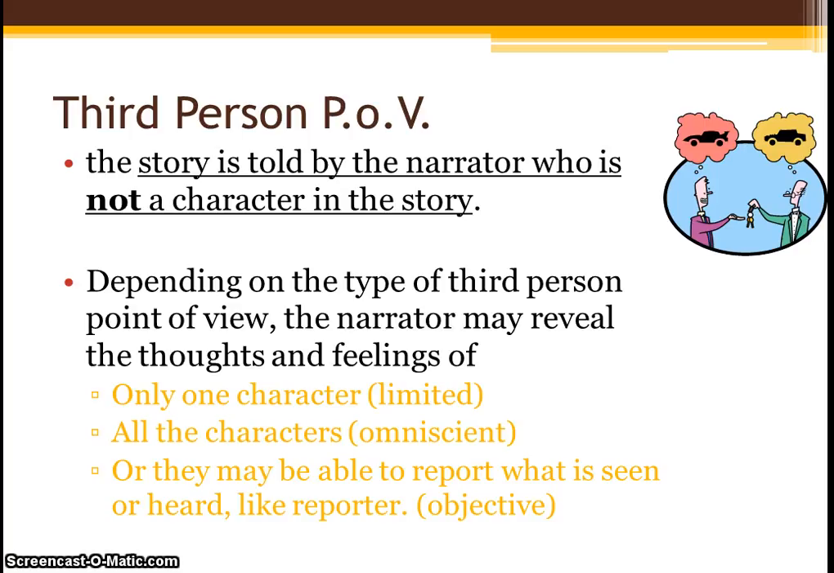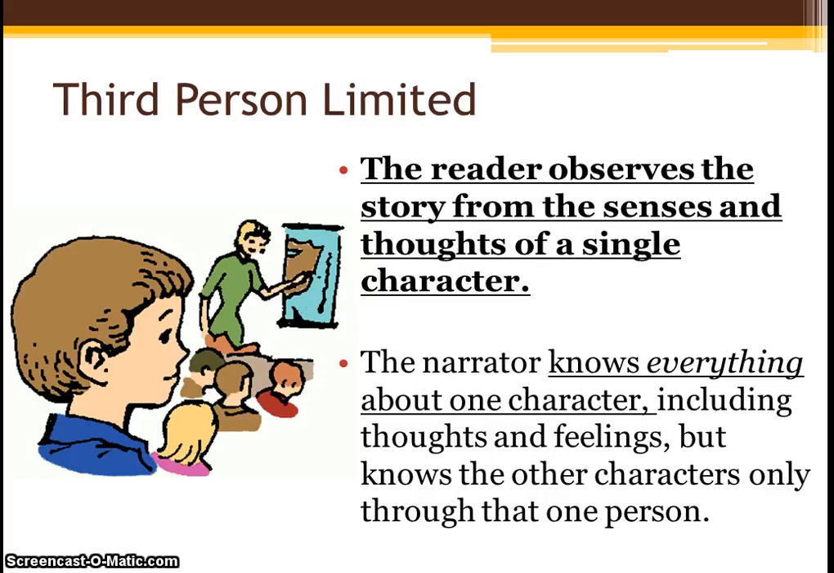So the second bullet point says, depending on the type of third person point of view, the narrator may reveal the thoughts and feelings of only one character, which is third person limited, all the characters, which is third person omniscient, or they may be able to report on what is seen or heard like a reporter. In this case, it's third person objective. And we'll get into each of these three subtypes here in the next few slides.